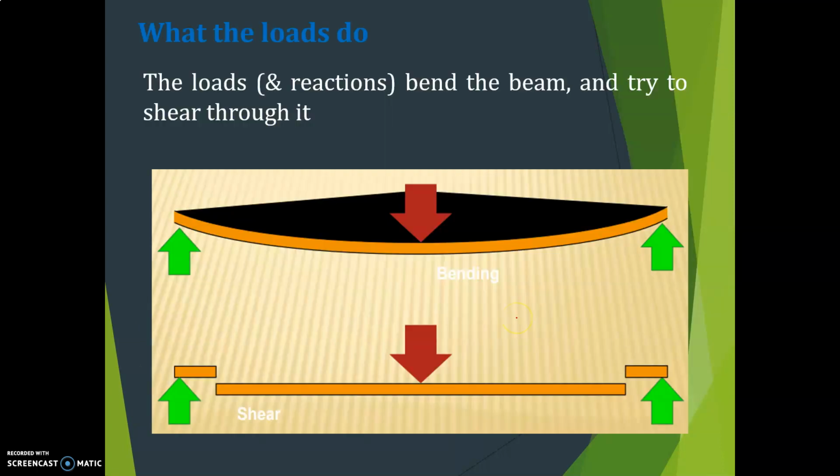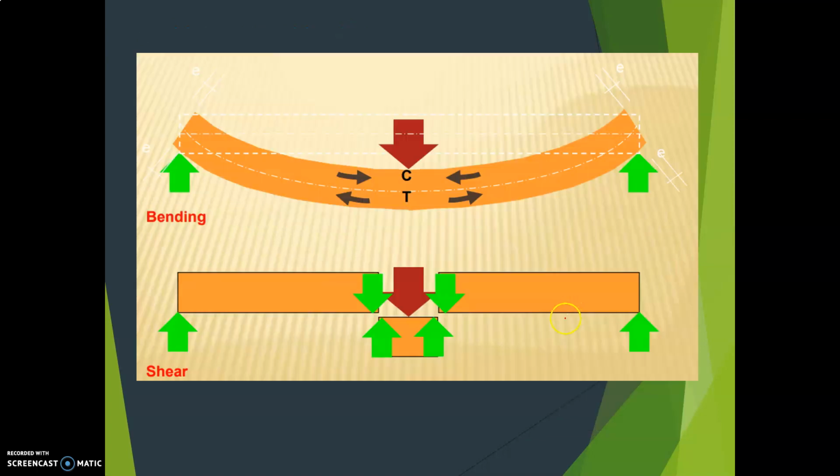Then what do the loads do? See, the loads or the reactions bend the beam and try to shear through it. When you apply a load, just imagine there is one beam. What happens? The beam bends, or it may shear off like this. That is what the loads do. And you can also see how it bends. See here, it bends like this. So the top surface gets compressed, and here it is elongated, therefore it is tensile force. And in shear, it is divided into two blocks.